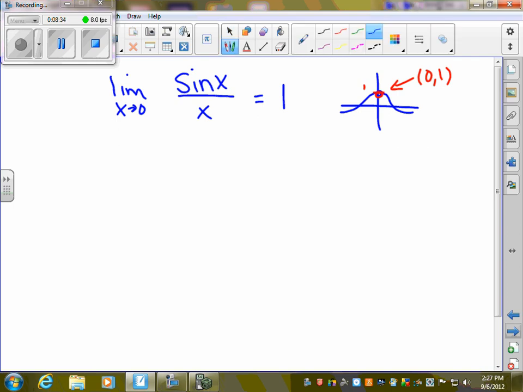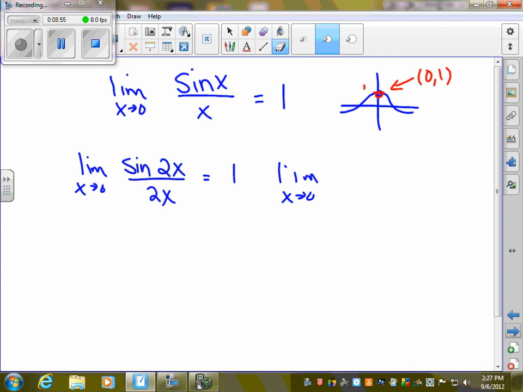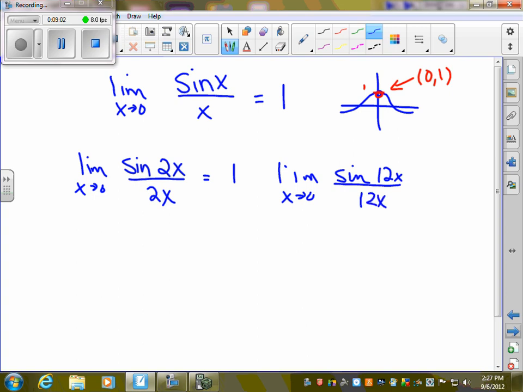Now, that whole idea can actually be extended to say that if you have the limit as x approaches 0, let's say sine of 2x over 2x, that's also 1. Or the limit as x approaches 0 for the sine of 12x over 12x. That's going to be 1.